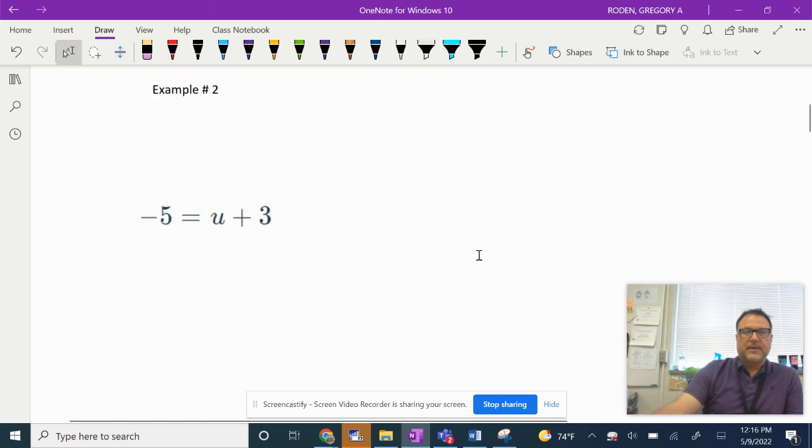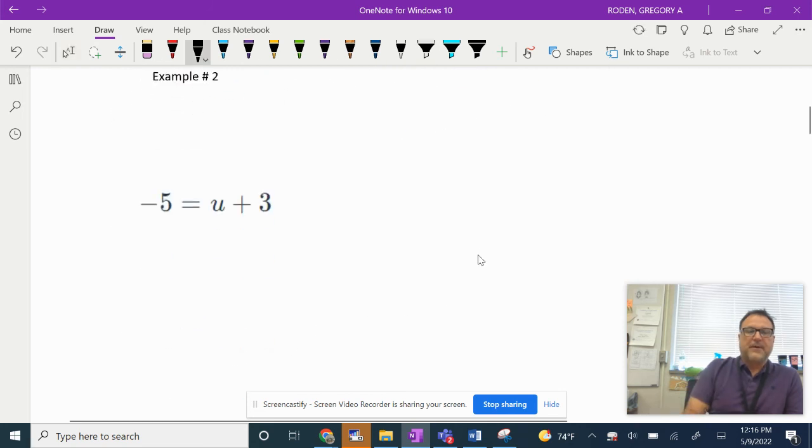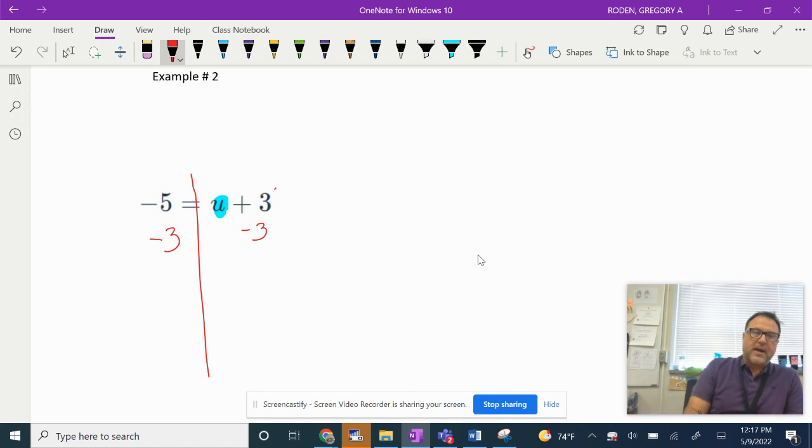The next problem is -5 equals u plus 3. So I'm going to put that fairness bar, so I remember to do the same thing to both sides. I'm noticing that u is the variable I want to get rid of. So how do you get rid of plus 3? I'm going to subtract 3 from both sides. Okay? So when you add 3 and subtract 3, those cancel out to 0.